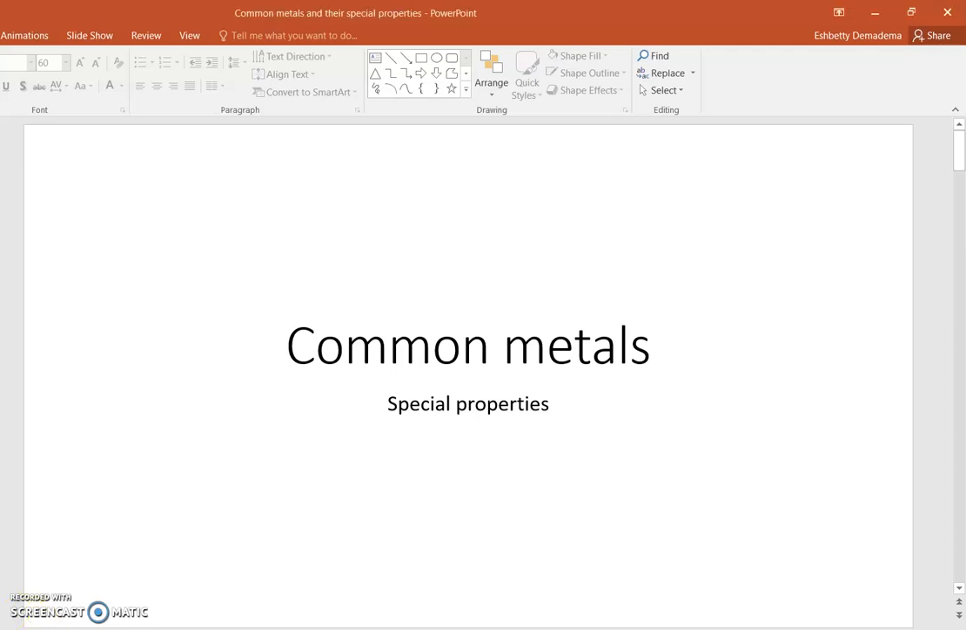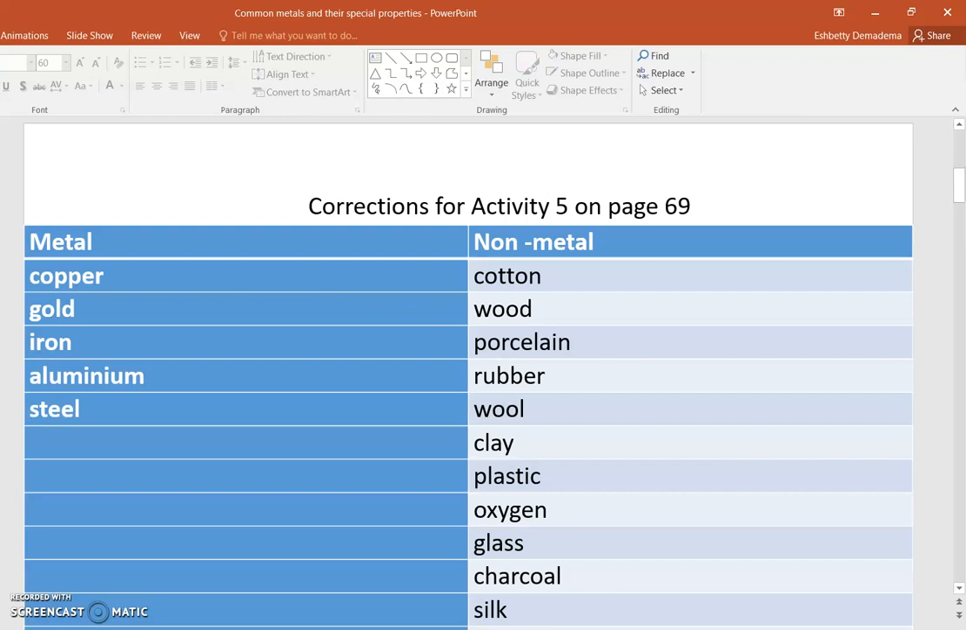Those of you who did not do the corrections or who did not mark the activity that was given to you last time, these are the corrections. All you need to do is pause the screen and then mark the activity, and please mark in pencil. And if you've got any of these answers wrong, do your corrections in pencil.